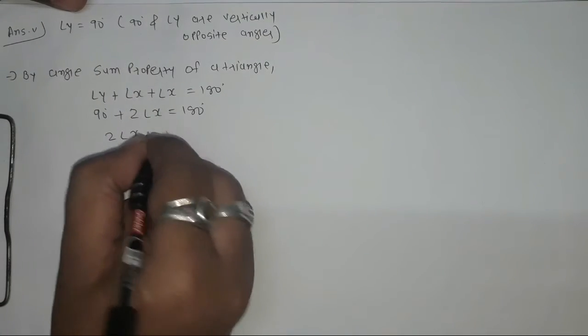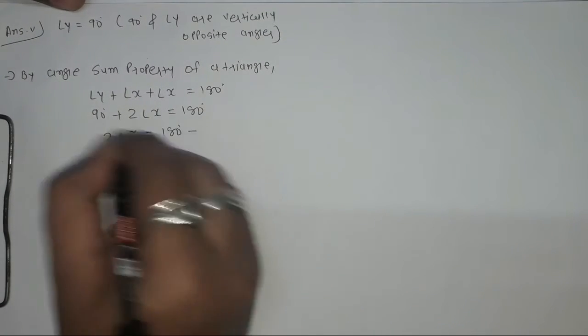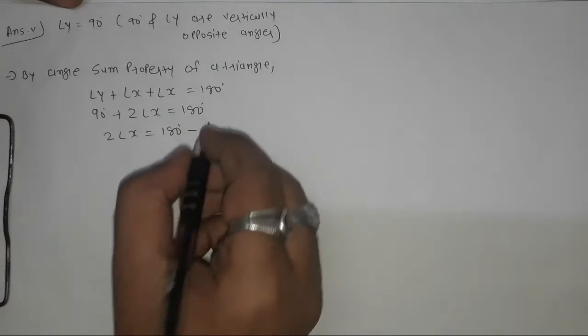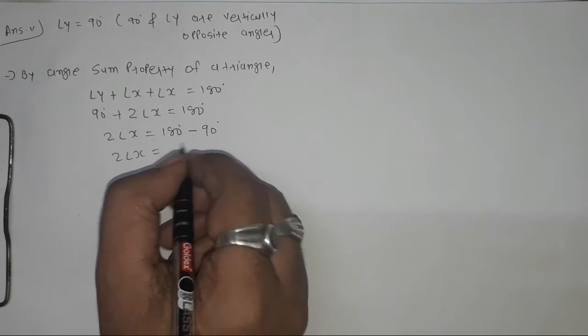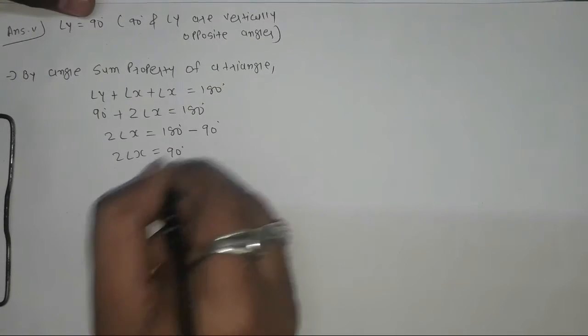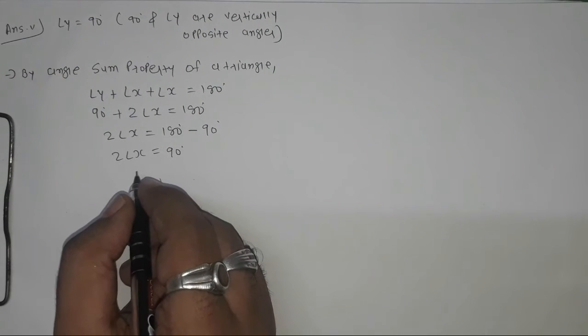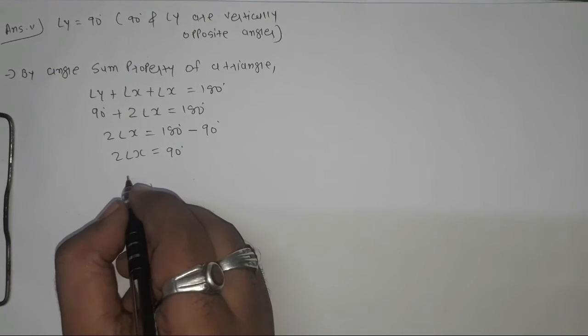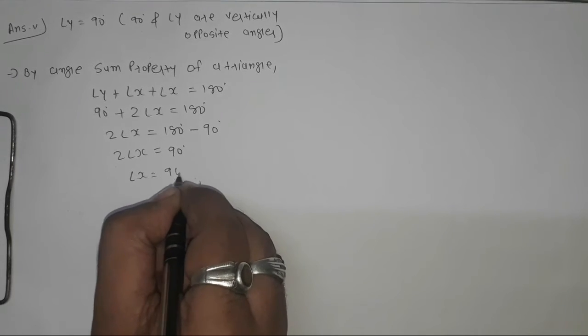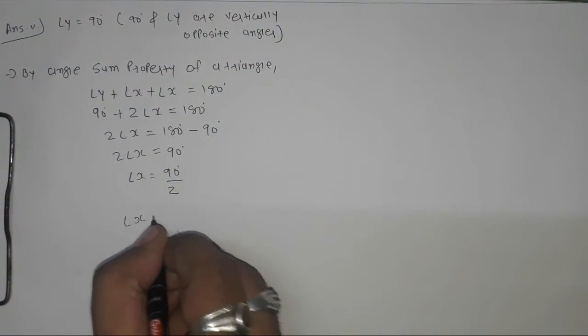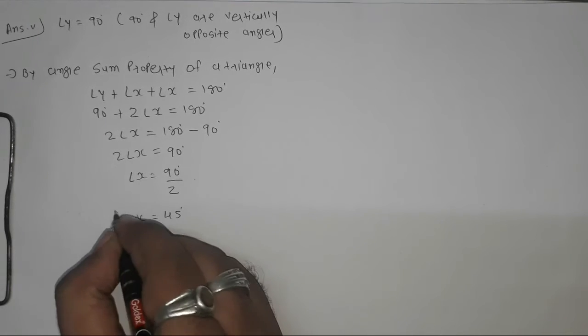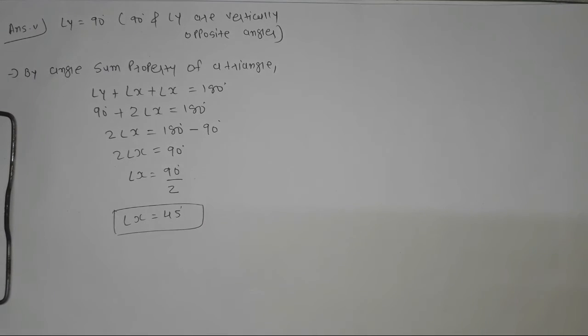Now 2 angle x is equal to 180 degree minus 90. If I change its side, the positive 90 will become negative. So 2 angle x is equal to 180 degree minus 90, I will get 90 degree. This is the measure of 2 angle x. I have to find the value of each angle x. So for that, angle x is equal to 90 degree divided by 2, because 2 is in multiplication and if I change its side it will come in division. So angle x is equal to 45 degree. If I divide 90 by 2, I will get 45.